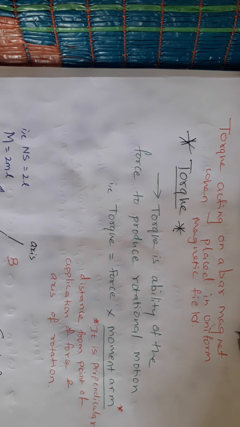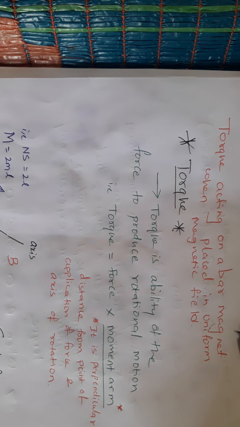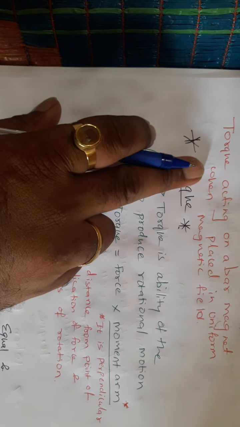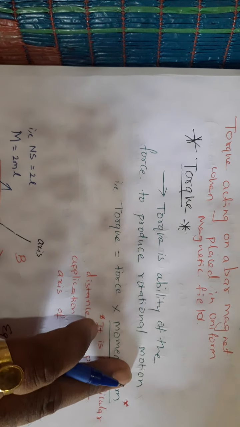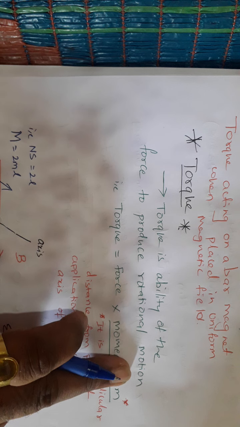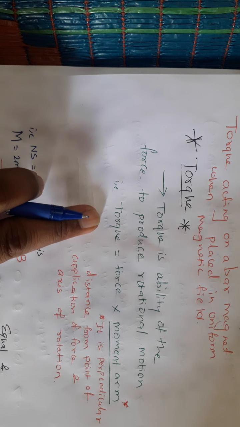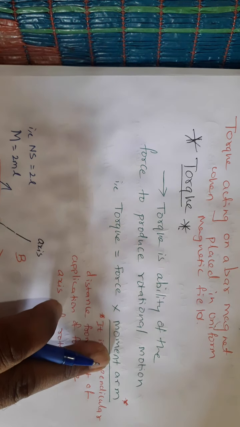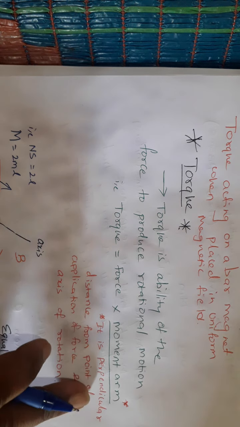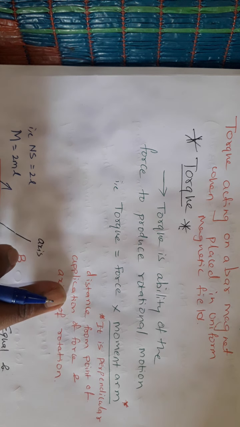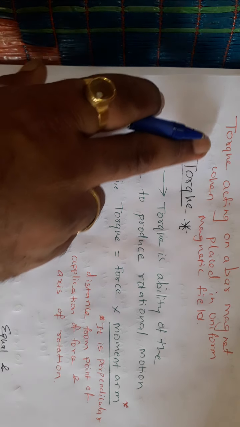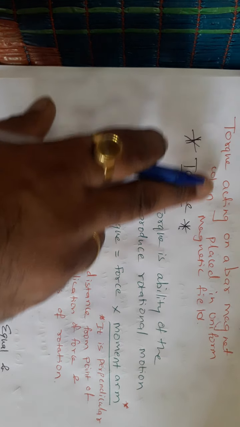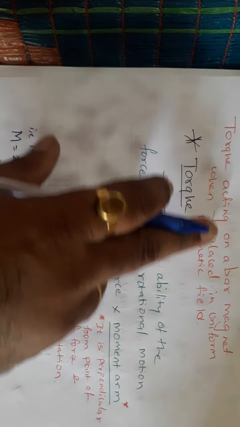It is torque. Now students, what is torque? Torque is the ability of a force to produce rotational motion. This is what we already know. Torque is force into moment arm. So what is the moment arm? It is the perpendicular distance between the point of application of force and the axis of rotation. So our first derivation is for the torque acting on a bar magnet when placed in a uniform magnetic field.